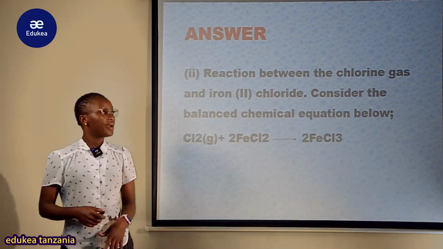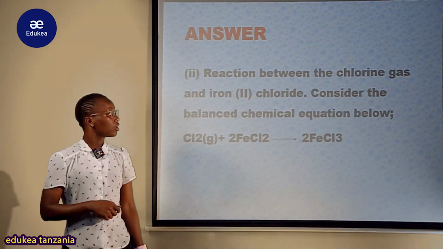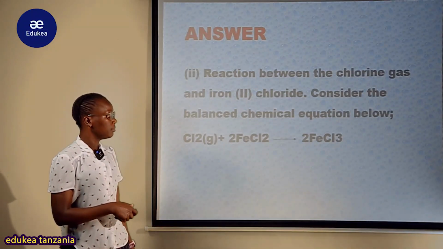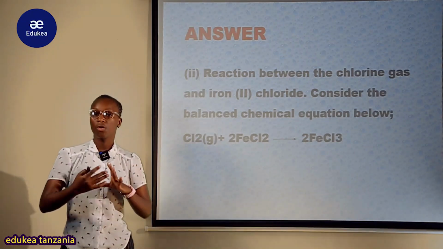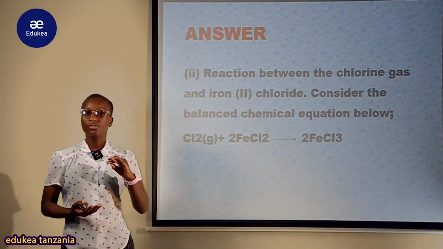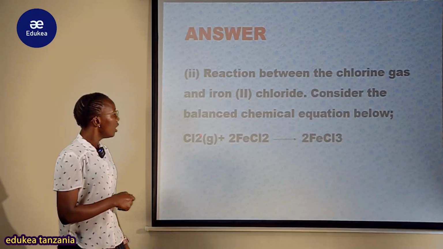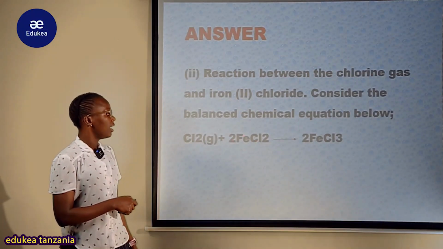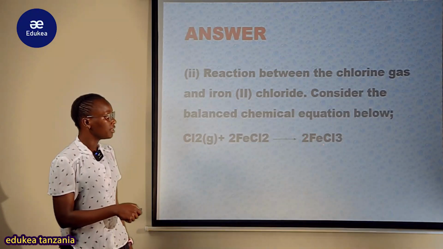Roman 2 tulipewa reaction between chlorine gas and iron 2 chloride. So consider the balanced chemical equation below. Kwa hiyo lazima uonyeshe. Wewe umeambiwa tu uonyeshe ikireact chlorine na hiyo compound unapata kitu gani na ubalance equation. So you have to go through the question, the guide of the question. So chlorine gas ukireactisha na iron 2 chloride, obvious tunaenda kupata iron 3 chloride.